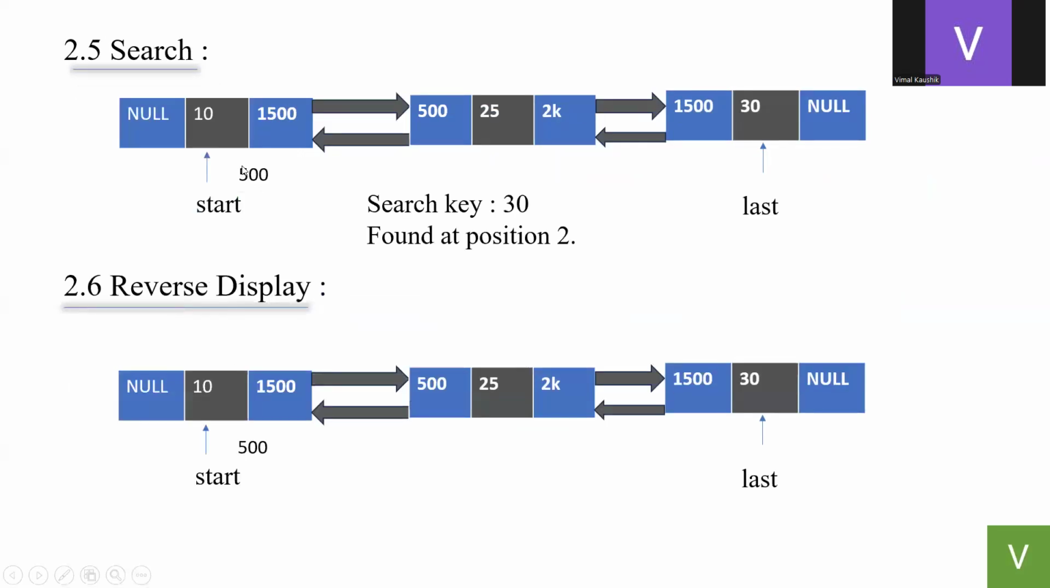Now searching. If we want to search a key element 30, we start from the start variable. We will traverse until we reach the last variable. If we find the search element in the middle, we will return the position and break out of this function. This is about search.